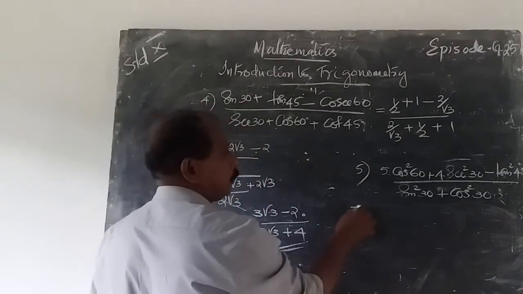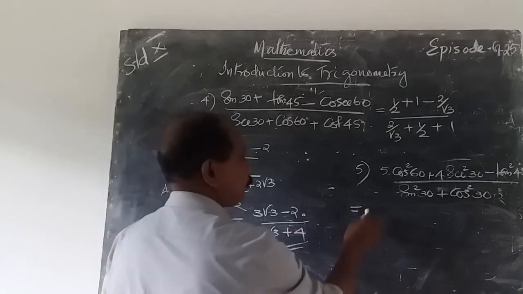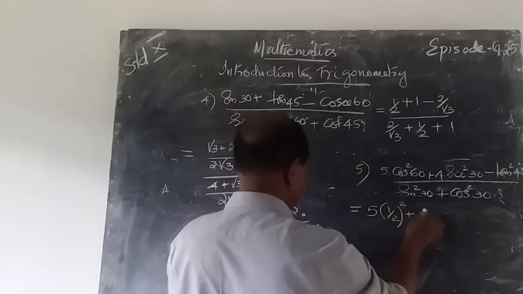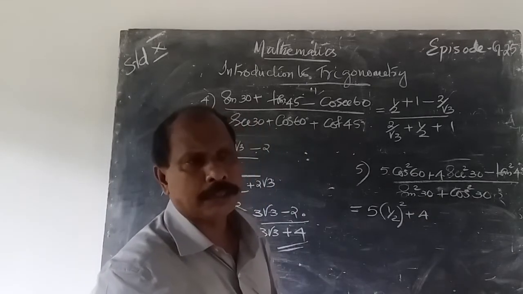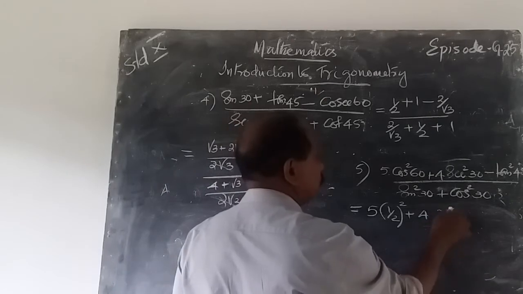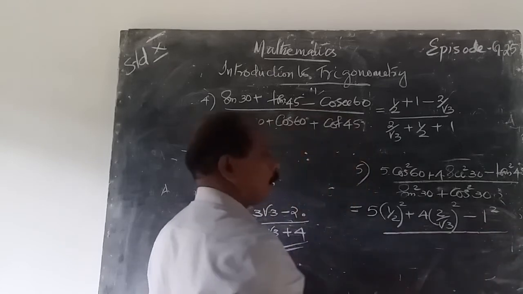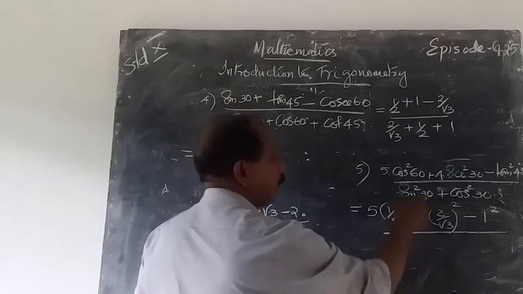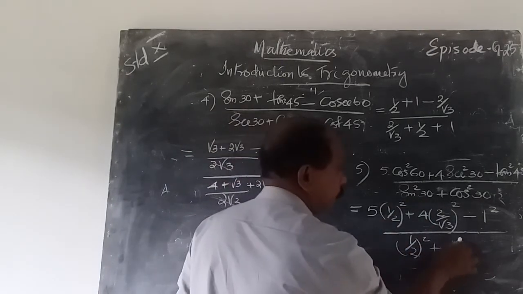Then the fifth question. What is cos 60? 1 by 2. 5 into 1 by 2 square plus 4 into cos 30 is root 3 by 2, therefore sec 30 is 2 by root 3. 2 by root 3 square minus tan 45, 1 square. Sin square 30 plus cos square 30 is 1. Otherwise, sin 30 is 1 by 2, that is 1 by 2 square plus cos 30 root 3 by 2 square.